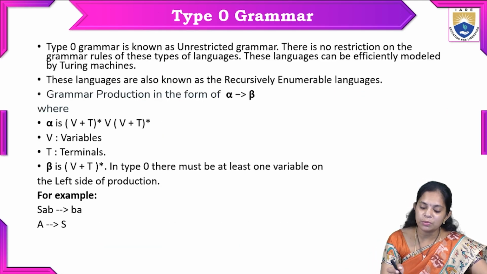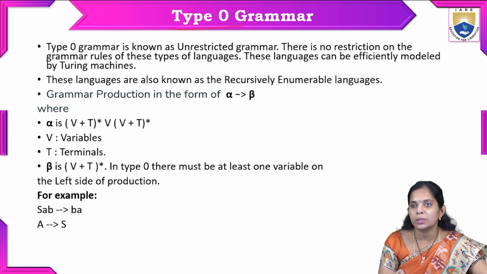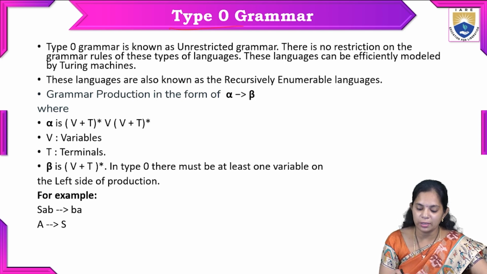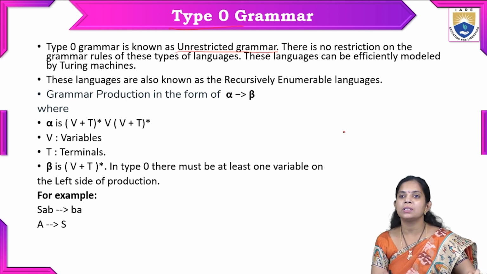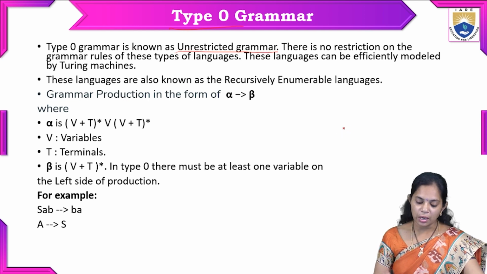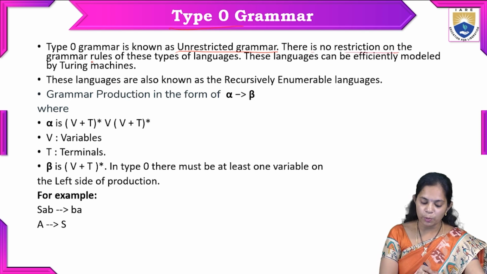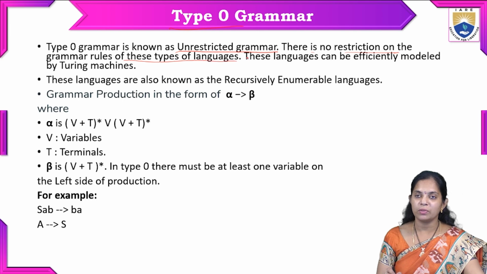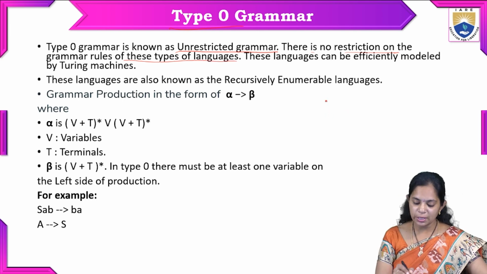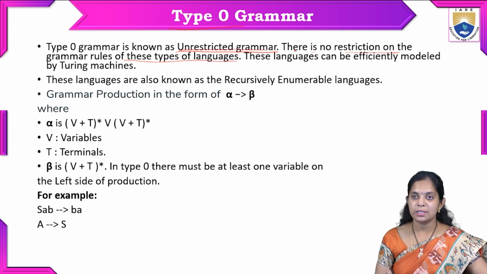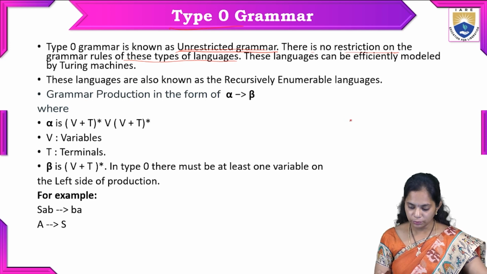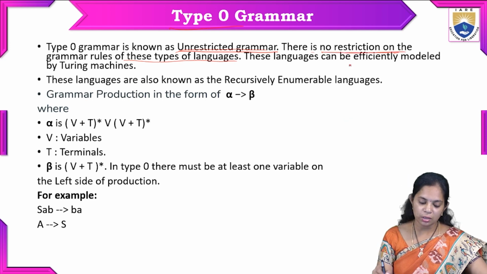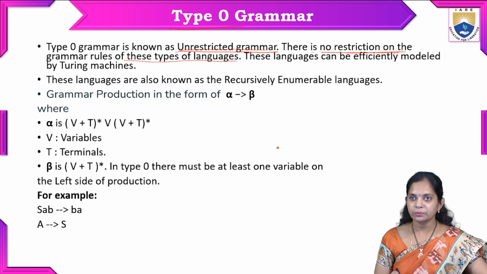And coming to the type 0 grammar, which is the first one. It is about the unrestricted grammar, so we'll name it as unrestricted. Type 0 is known as unrestricted grammar. So there is no restriction on the grammar rules of these types of languages. By seeing the name only, we can say that this is an unrestricted grammar. So no restriction on the grammar rules.